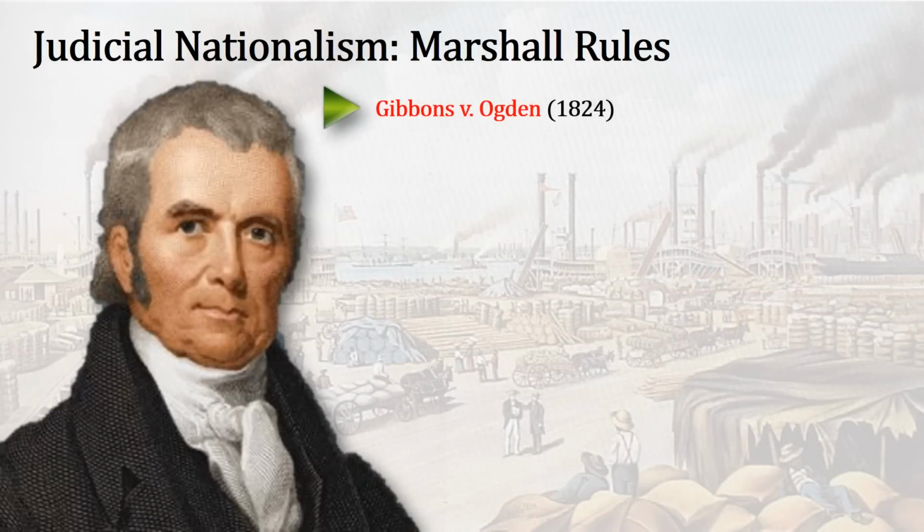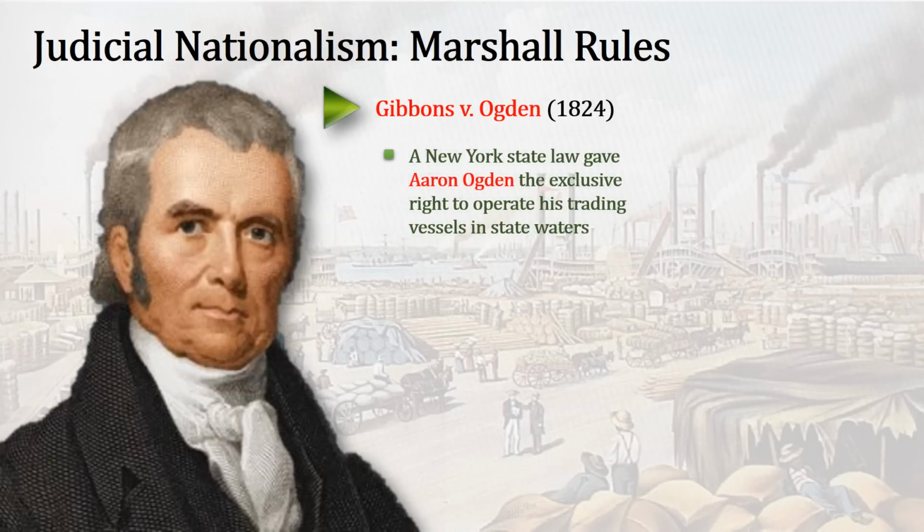The next court case we're going to look at is called Gibbons v. Ogden, which was decided in 1824. Here you have a New York state law, which gave Anthony Ogden the exclusive right to operate his trading vessels in state waters. So this guy who operated a series of steamships is given by the state of New York a monopoly on those waters, and by doing so, they gave him the opportunity to make a hell of a lot of money.